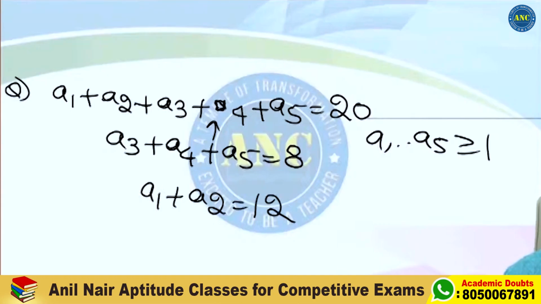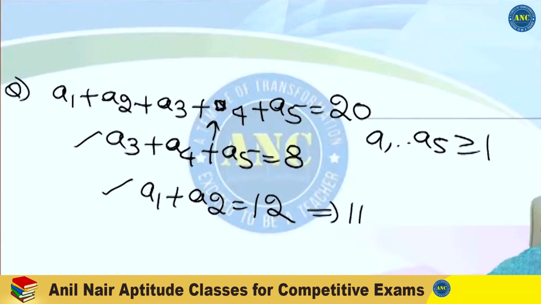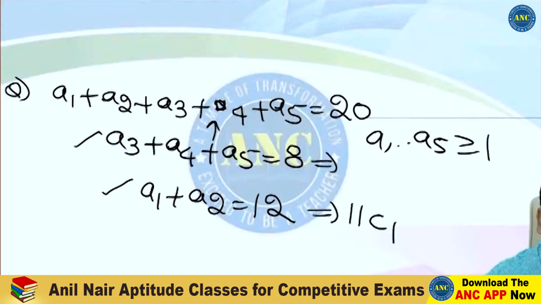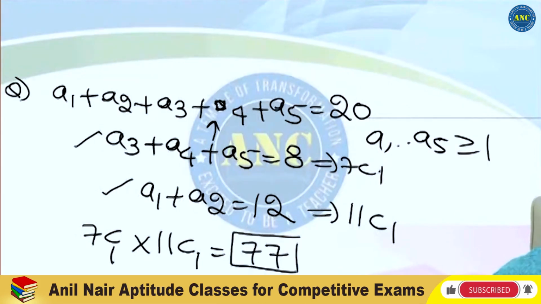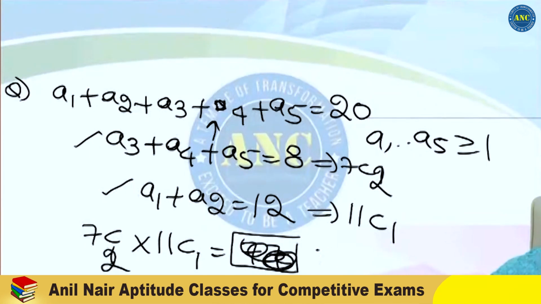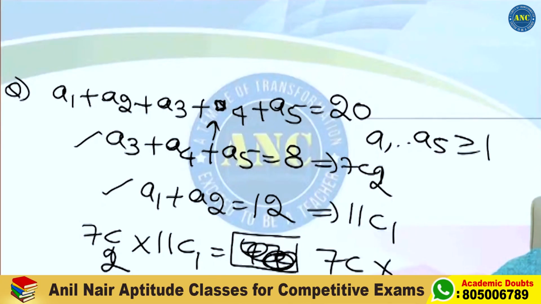Are you all with me? So if it is 12, this is one variable, this is another variable. Right? 12 gives answer 11C1. This is nothing but 7C2. Two parts are independent of each other. Independent means fundamental principle of multiplication. Sorry, sir. It is nothing but 7C2 into 11C1.